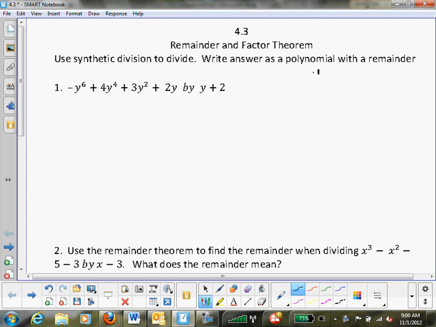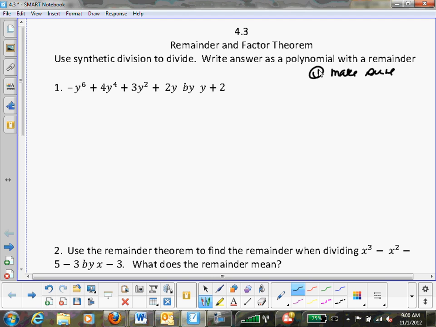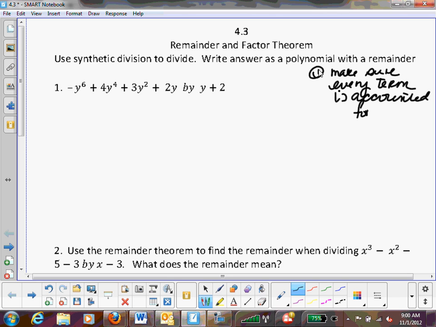So step 1 is to make sure every term is accounted for. If one is missing, insert a 0.